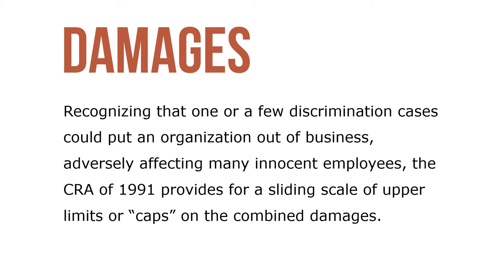Recognizing that one or a few discrimination cases could put an organization out of business, adversely affecting many innocent employees, the Civil Rights Act of 1991 provides for a sliding scale of upper limits or caps on the combined amount of compensatory and punitive damages based on the number of employees employed by the employer.